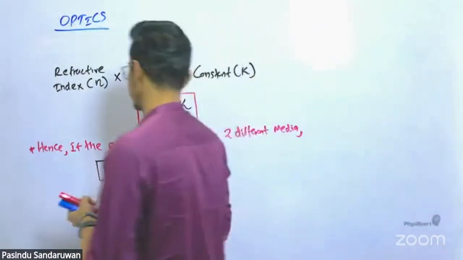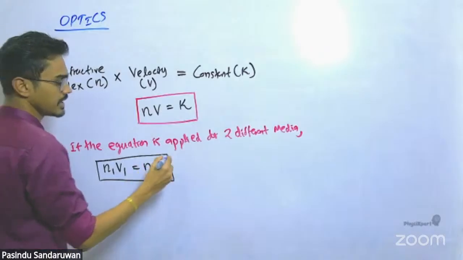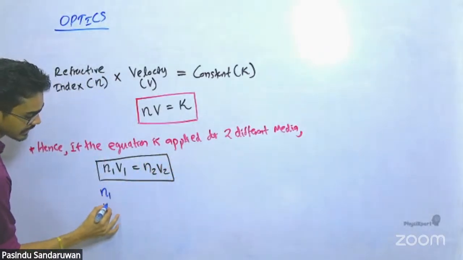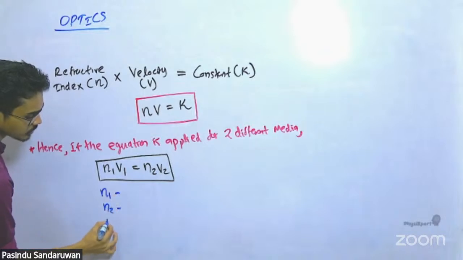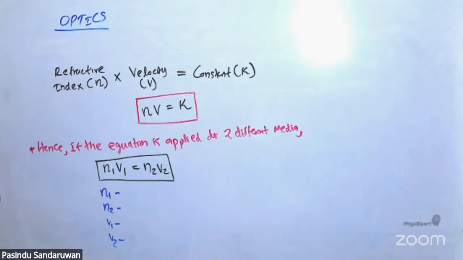In this equation, 1 refers to the first medium and 2 refers to the second medium. We'll introduce terms after this. Then take it down also. N1, N2, V1, V2 will be introduced.